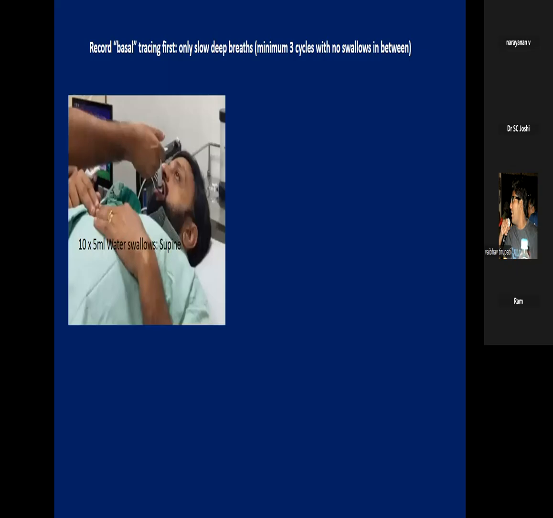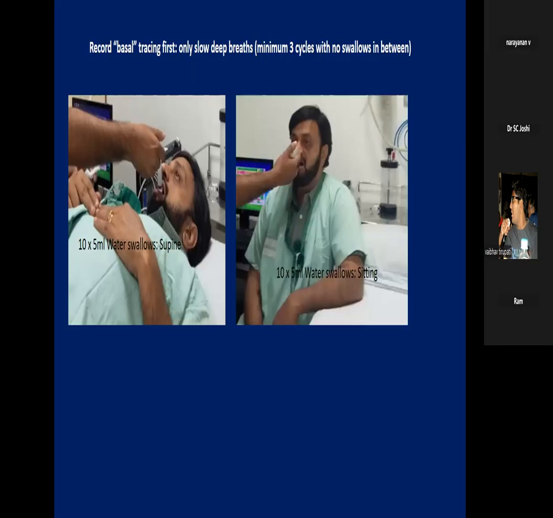So once we have done that, 10 5 ml water swallows in supine position. And now Chicago 4 recommends doing both postures. So 10 5 ml water swallows in sitting posture. You can do them either way. You can first do 10 swallows sitting, 10 swallows lying.